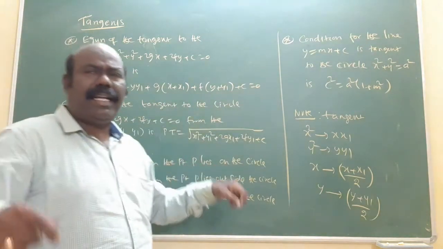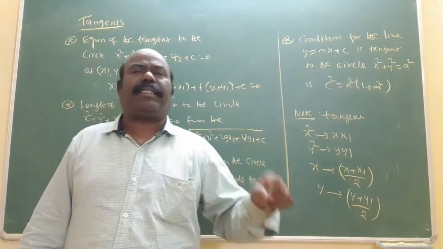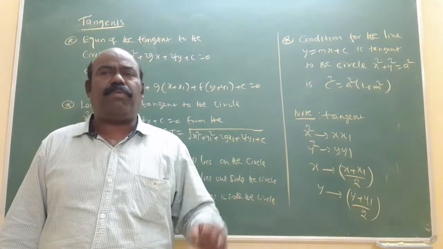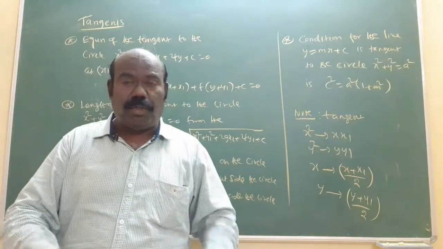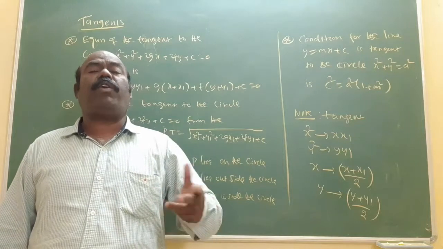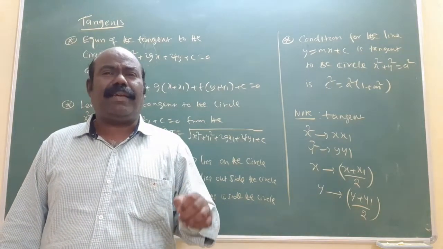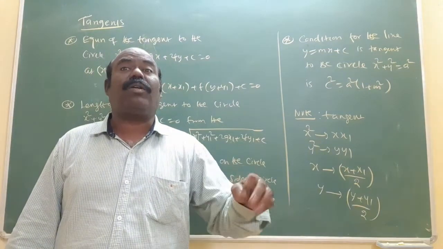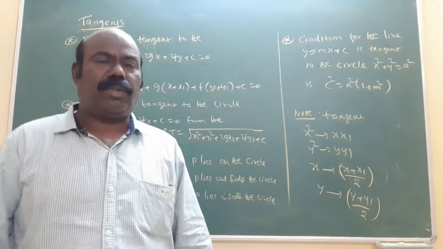Now in the equation, wherever x square is involved, replace x square by xx1, y square becomes yy1, x becomes (x plus x1) by 2, and y becomes (y plus y1) by 2. This is the concept of the tangent equation to a circle at (x1, y1). Very important concept, 2 mark, 3 mark concept only.